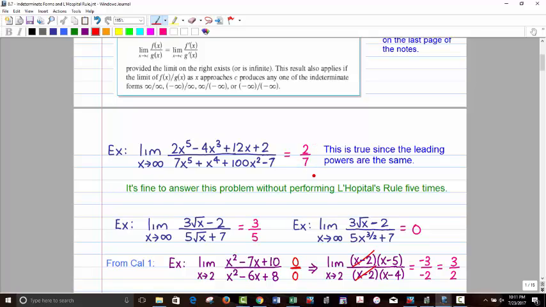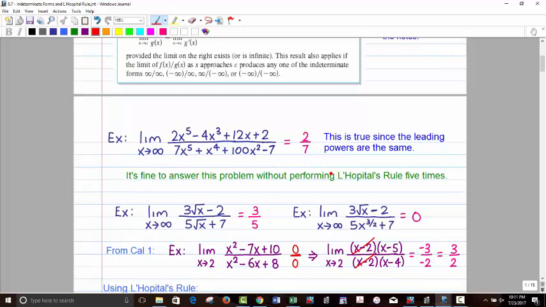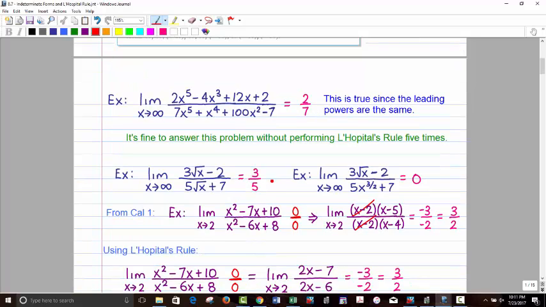But technically, if you did 5 L'Hopital's rules, you would get that answer. What you would get though is a fraction that reduces to 2 over 7, because you're going to be multiplying top and bottom by 5, by 4, by 3. So you're actually going to end up with 2 times 120, which is 240, over 7 times 120, which is 840. But that reduces to 2 over 7. So for that one, I wouldn't worry about L'Hopital's Rule.